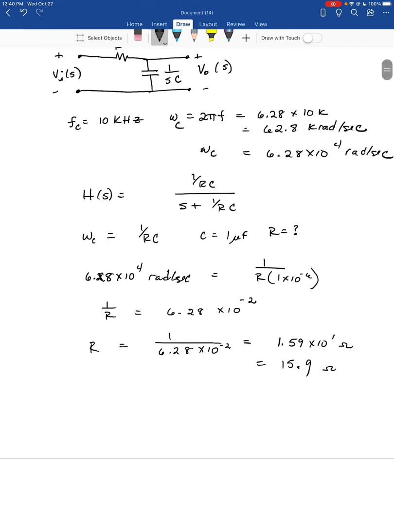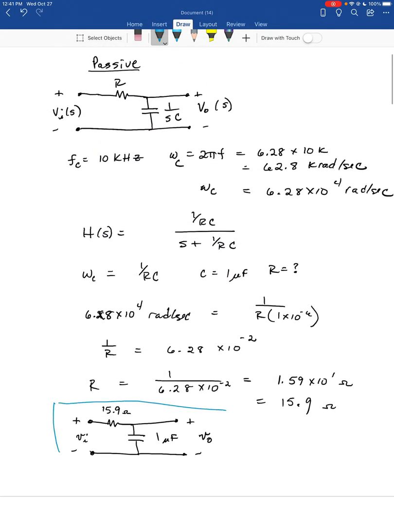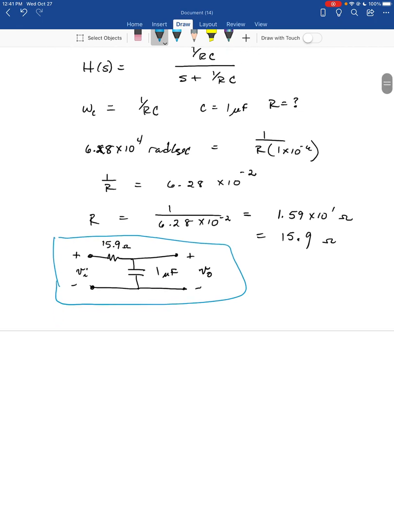So our solution is we have 15.9 ohms, 1 microfarad. We have to show the input and the output because the input and the output define the properties of the filter. So there you go. This is your finished design right here. Now, equally important is to write the transfer function and fill in R and C. So H of s now, let's track back and find what omega C was. It was here.